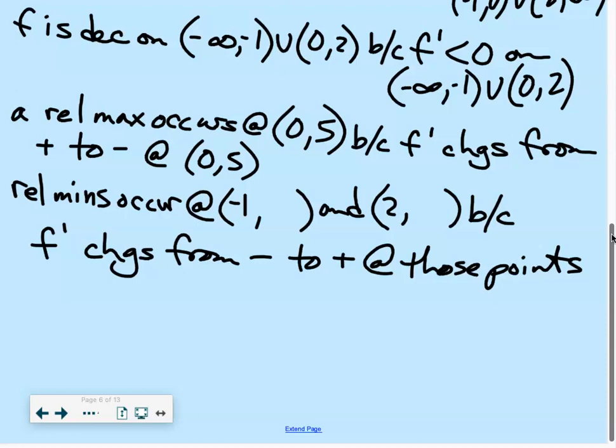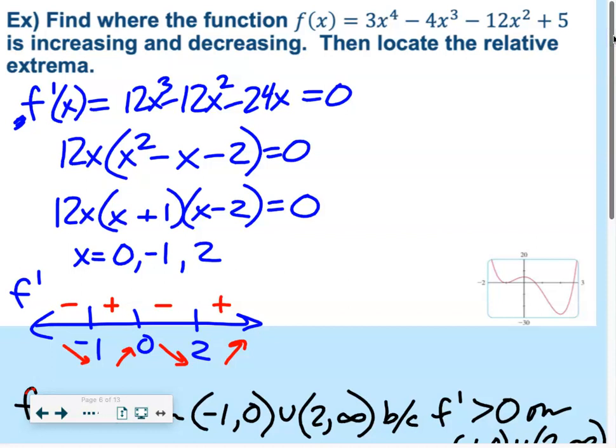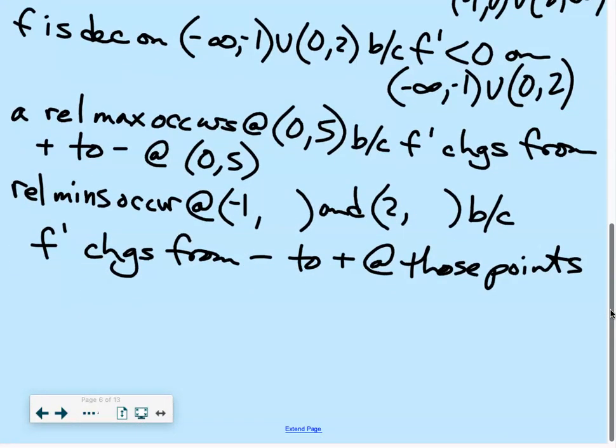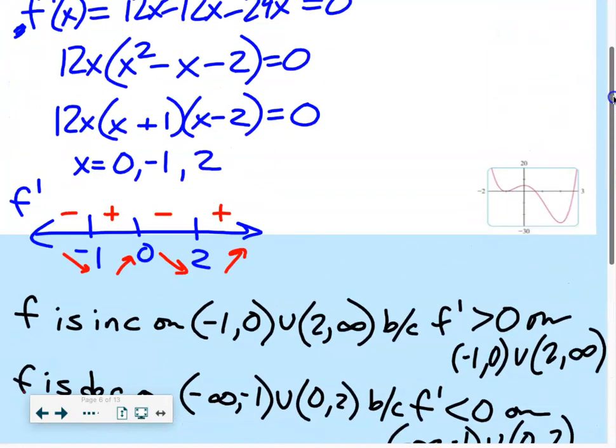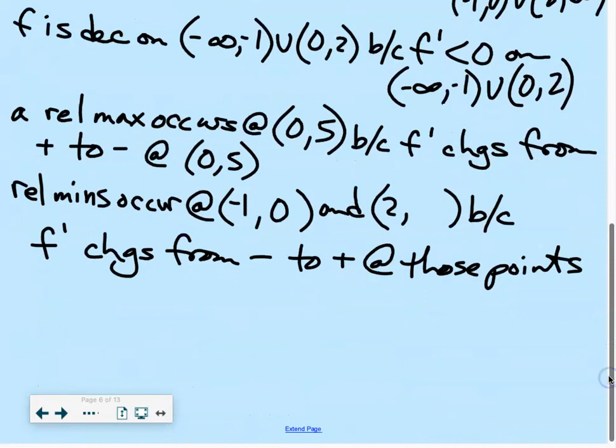So we need the y values. At -1, I'm just going to quickly plug in, do a little mental math. We get 3 plus 4 is 7. Minus 12 is -5 plus 5 is 0. So at -1 we're at 0. At 2, all right, this will be fun. 16 times 3 is 48. Minus 48 is 0, so you just get -32 plus 5, -27. So (2, -27).